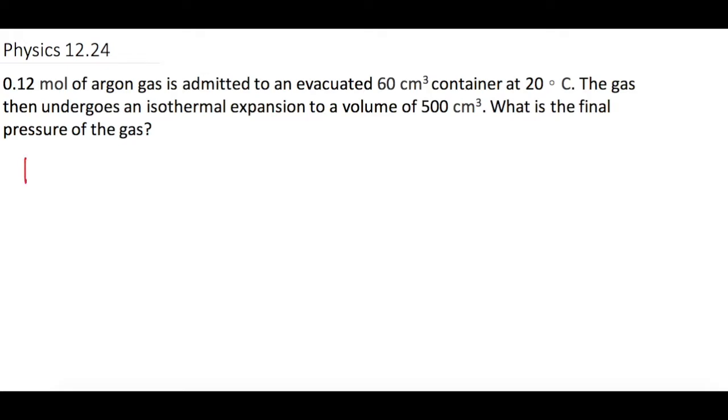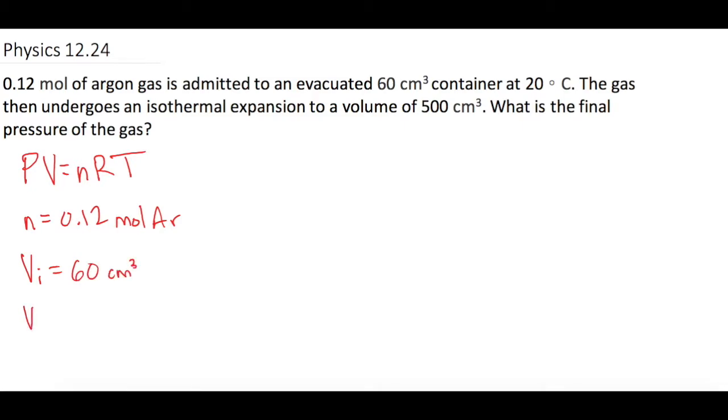So we'll be dealing with an ideal gas again. The ideal gas law is PV equals nRT. They tell us n is 0.12 moles of argon. They tell us that the initial volume is 60 cubic centimeters, and the final volume is equal to 500 cubic centimeters.